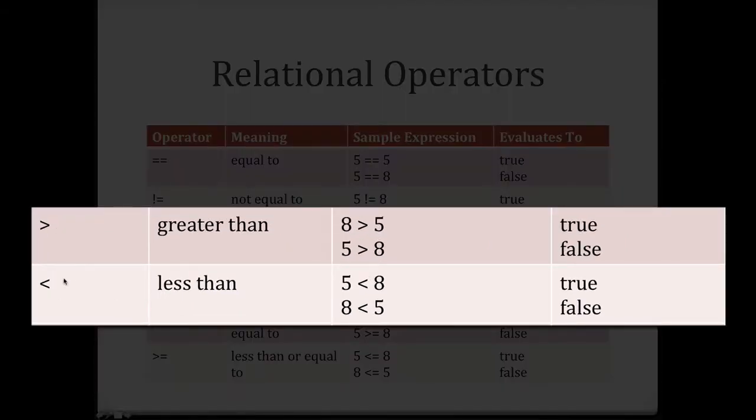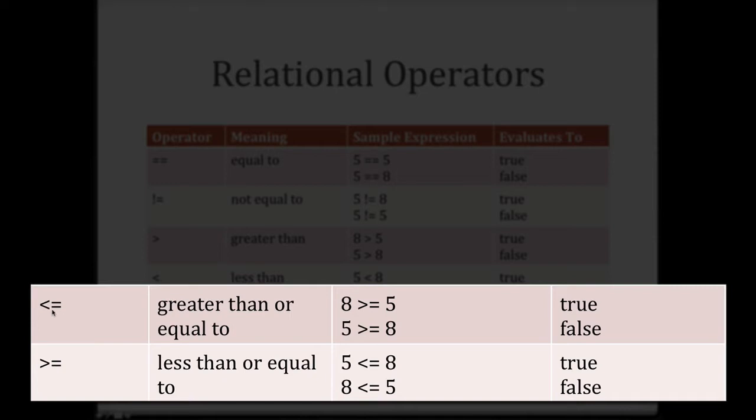Greater than and less than, those are basic, probably the same as you saw in elementary school and then in your high school algebra and your college algebra classes. This is actually less than or equal to, not greater than or equal to. I meant to put that as greater than or equal to because 8 >= 5 is true. 5 >= 8, that's false.